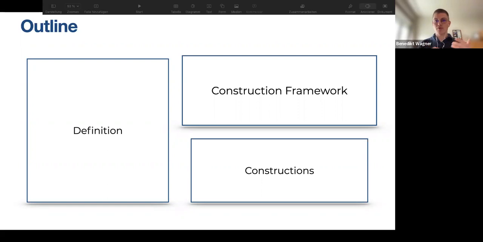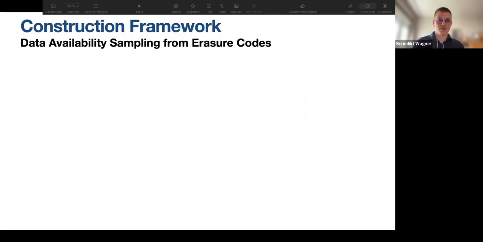So we abstracted this and came up with this construction framework, and it allows us to separate the combinatorial parts of the constructions from the cryptographic parts. And because all of the constructions follow this framework, I want to explain this framework first. You can summarize it as data availability sampling from erasure codes.